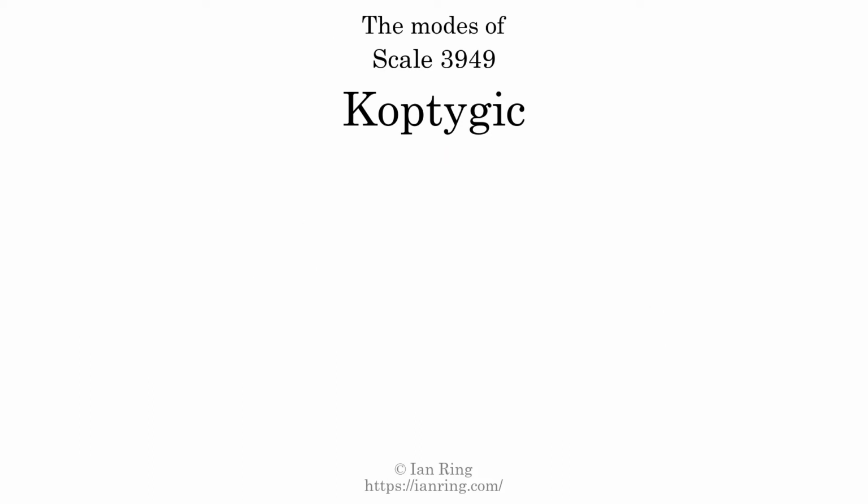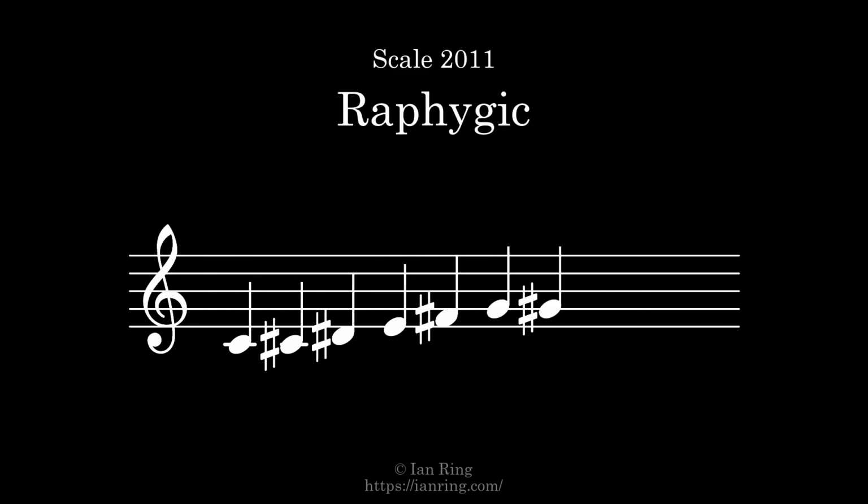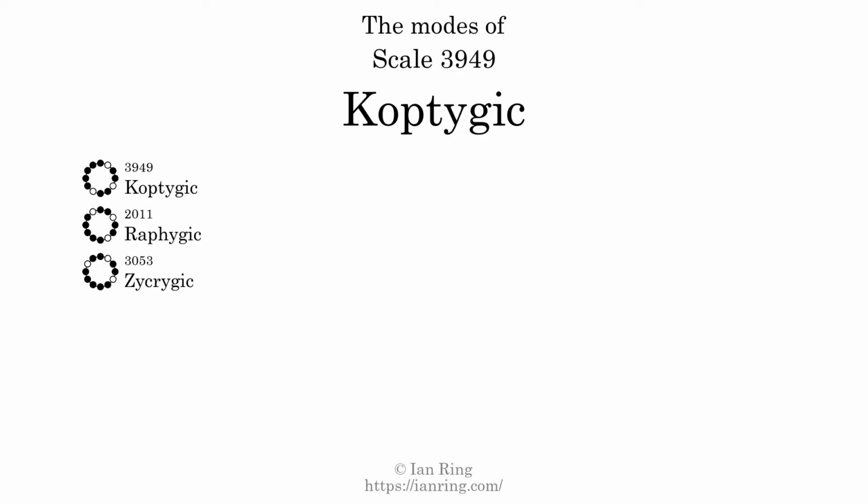This scale has 9 modes. The first mode is itself. The second mode is scale 2011, also known as Koptygic. It sounds like this. The third mode is scale 3053, also known as Koptygic. It sounds like this.